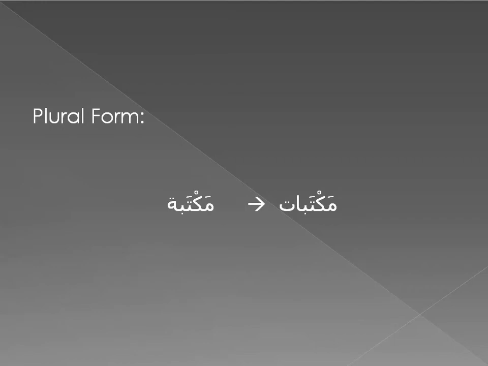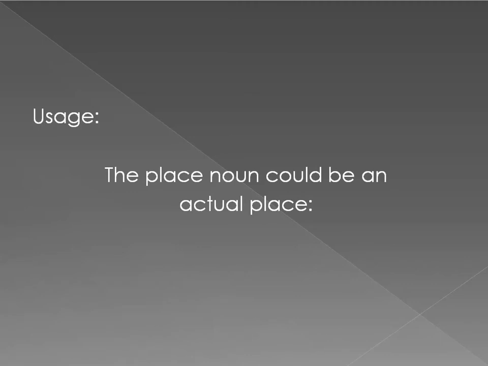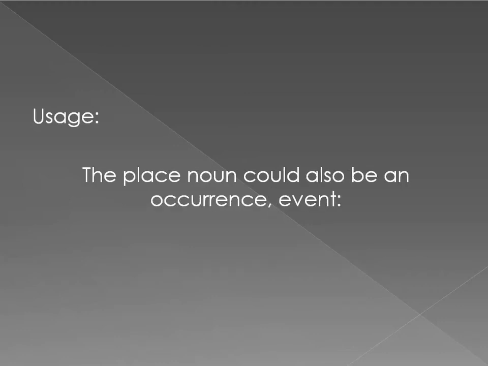Pretty straightforward. There's no real surprises in this case. Now, usage. We always talk about usage here, how it's slightly different. And here again, the usage is, you just have to shift slightly from what you know from English. So, the place noun can be an actual place. Factory, store, restaurant. It can be a permanent structure, or it can be a temporary thing. No problem there. The place noun also can be used to indicate an occurrence or an event.